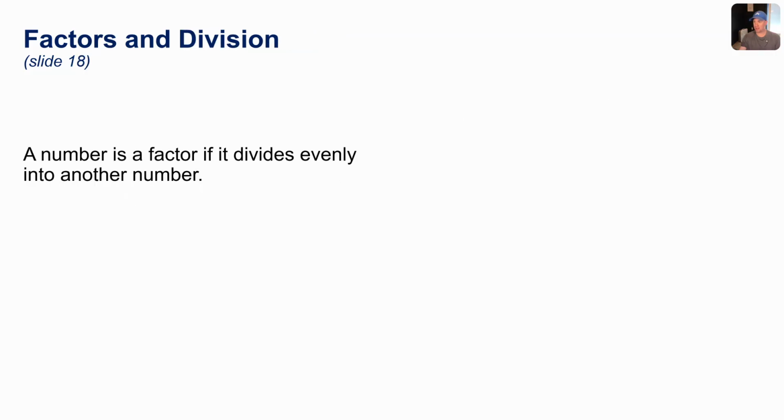Now, because factors are connected to multiplication, it also means factors are connected to division. A number is a factor if it divides evenly into another number. So for example, if I had 24, that was the product in the previous slide, divided by one of the factors, 6, and it equals 4, because there is no remainder, this means that 6 and 4 are both factors of the number 24.